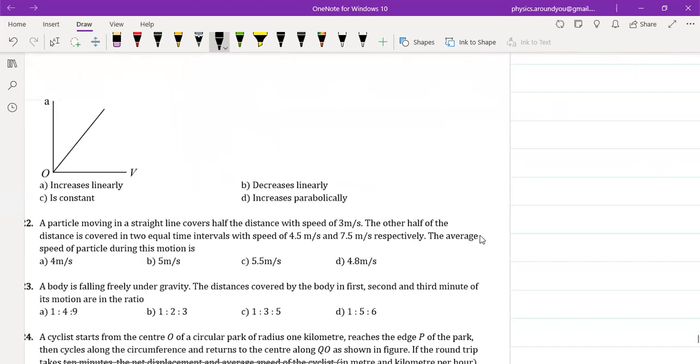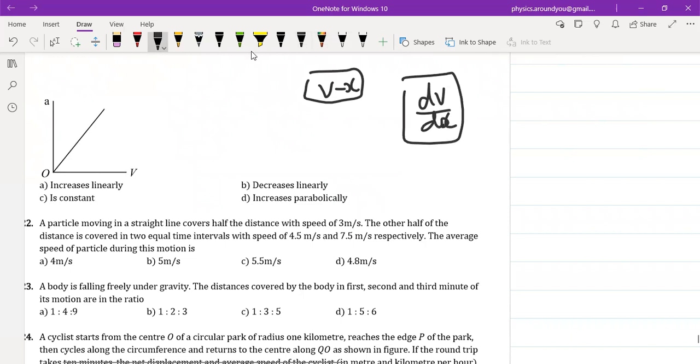Question number 21. The slope of the velocity graph is given. They're asking what is the slope of the velocity displacement curve. In other words, they're asking what is dv by dx. How are the two related? Slope of any graph is dy by dx. Y coordinate is v, x coordinate is x itself. So dv by dx is being asked.